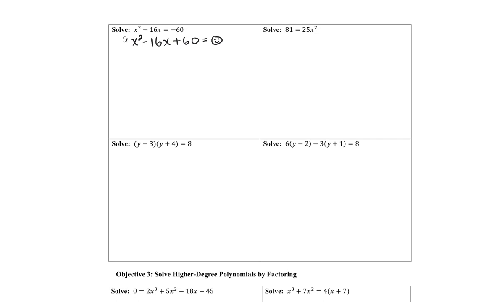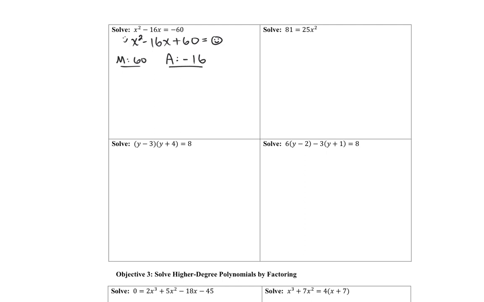So now I know that I'm just looking for two numbers that multiply to give me 60. And I'm using the same rule, right? Because this is just a 1. So 1 times 60 is 60, right? So that same process is working. And then add to negative 16.